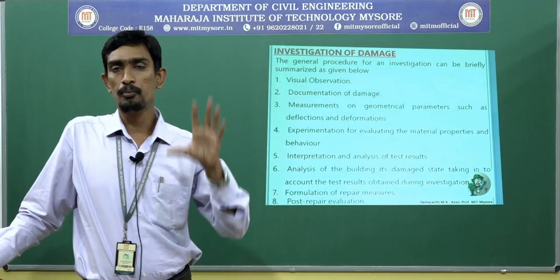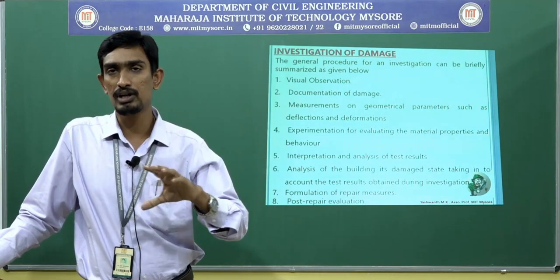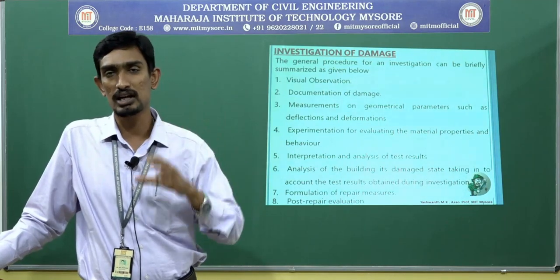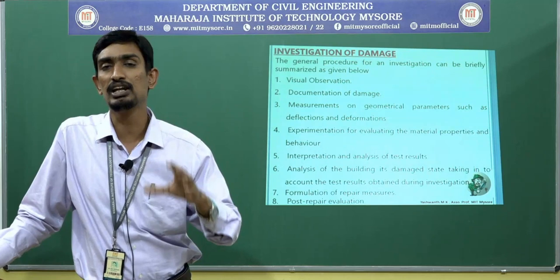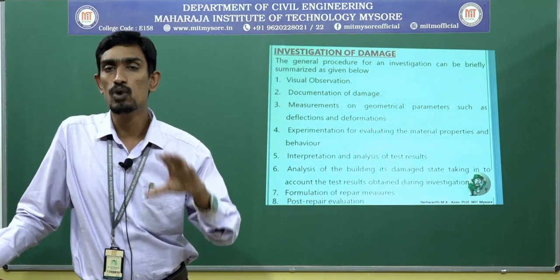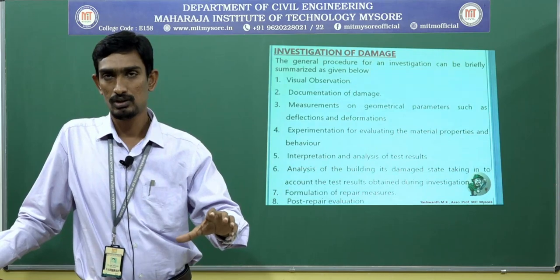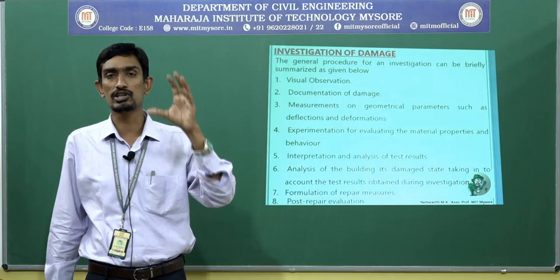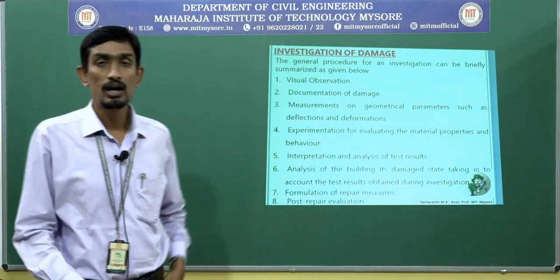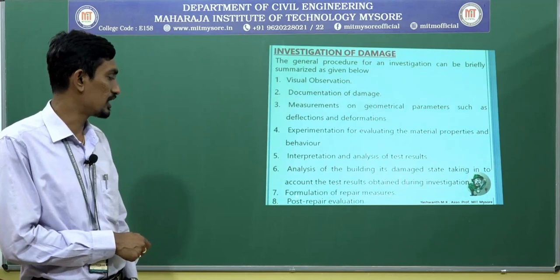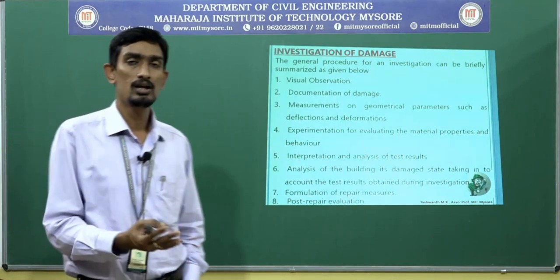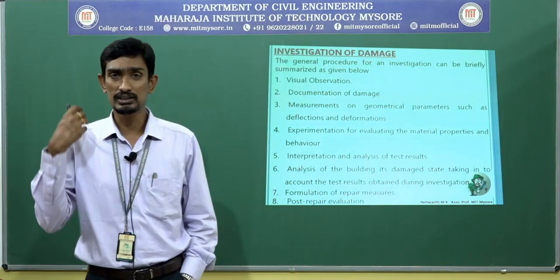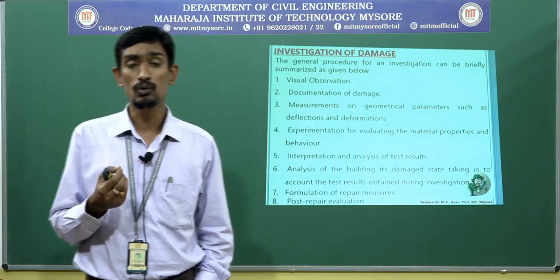So now you have been documented, you came to the office, you have been analyzed, you have been interpreted, you have come to the conclusion that this is the so-and-so damage that has happened, and this is the step we need to take in order to overcome that particular damage, or in order to prevent that particular crack, or in order to prevent that particular structural component from collapse. Okay, in order to take that step, that is the formulation of repair and retrofitting measures: what is the type of retrofitting, what is the type of repair, so that I need to go ahead.